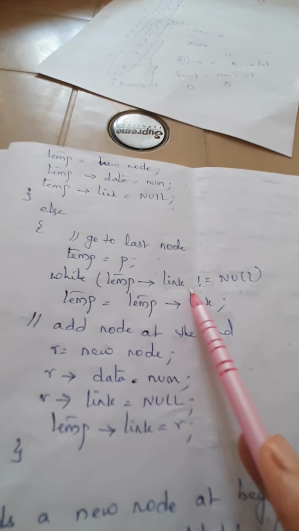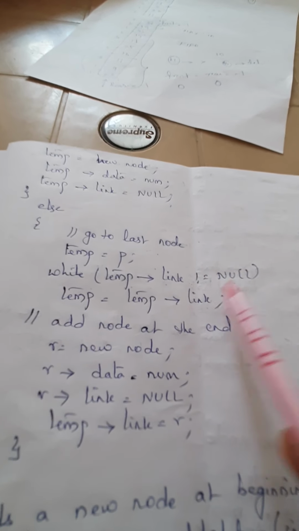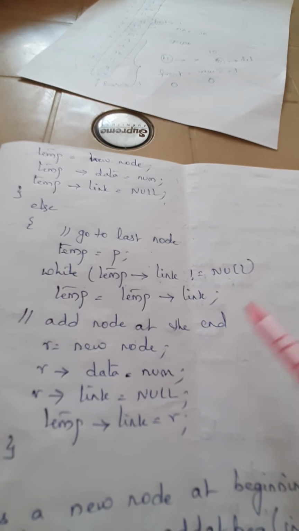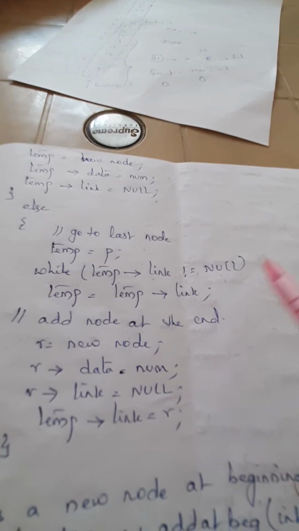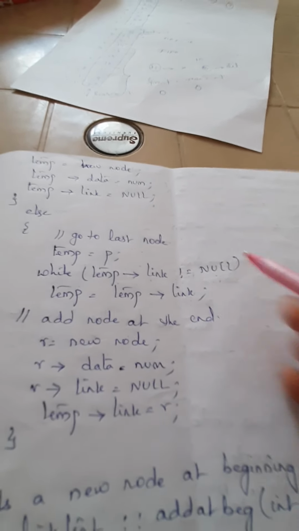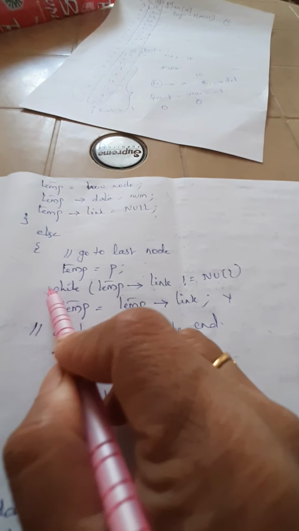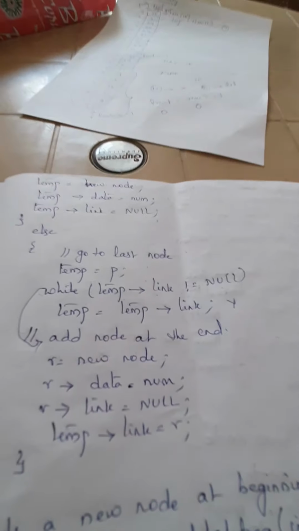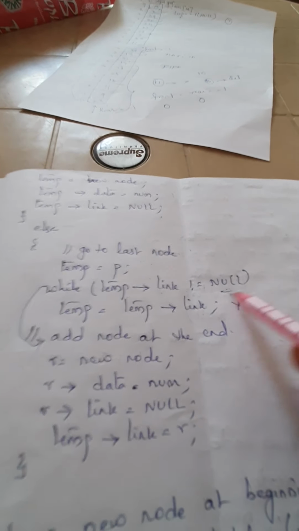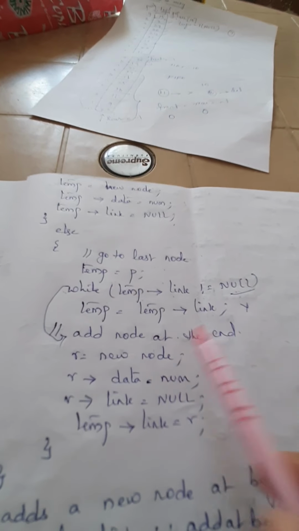So here the while condition is checked, and until you have not null, you will go on with the traversal of the link. Once you reach the null, what will happen? This particular statement does not get executed. You will immediately come back to this particular statement. So once you reach null, it will be the last node. Okay, so add a node at the end.